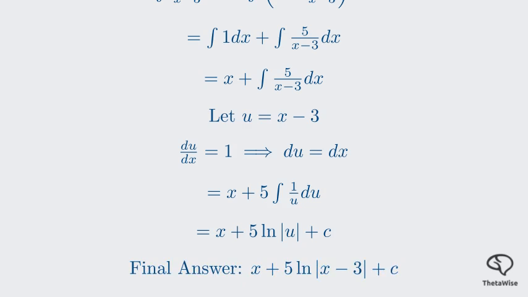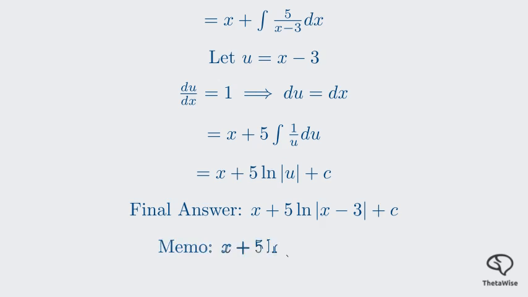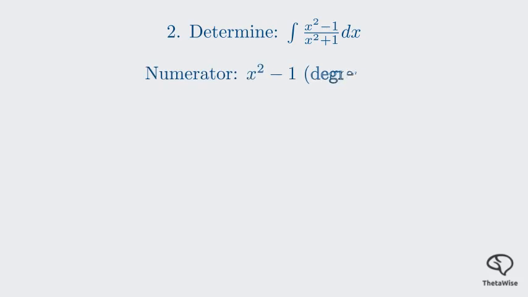Let's check this with the provided memo. The memo gives us the same answer, verified using memo. Next up is problem 2. We need to integrate the quantity x squared minus 1 divided by x squared plus 1. Again, let's check our degrees. The numerator is degree 2. The denominator is also degree 2.